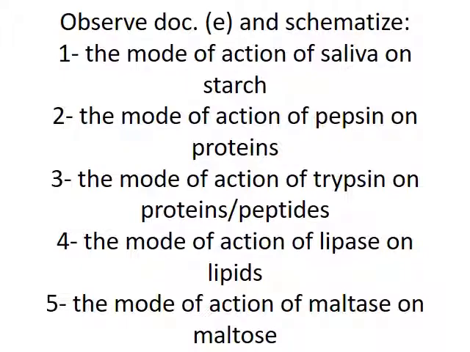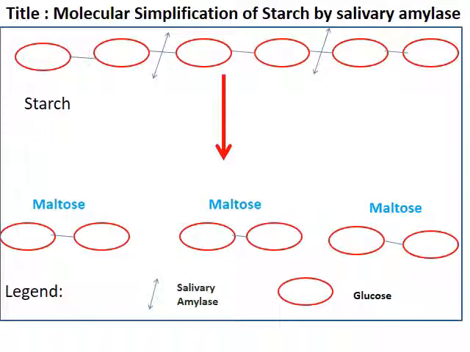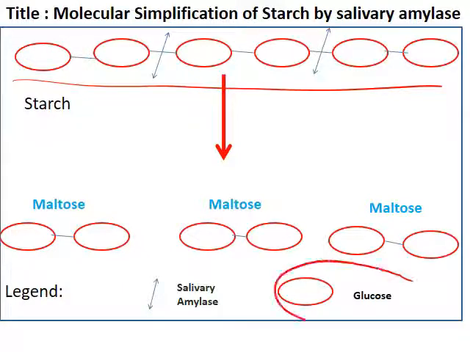We have to work on the mode of action of some of the enzymes. Mode of action: molecular simplification of starch by salivary amylase. Pay attention to this. You have to give the legend. This whole chain is starch. Every two of these, let's say, is maltose. Every one of these is glucose. You have to give the legend. This symbol is for the enzyme salivary amylase.